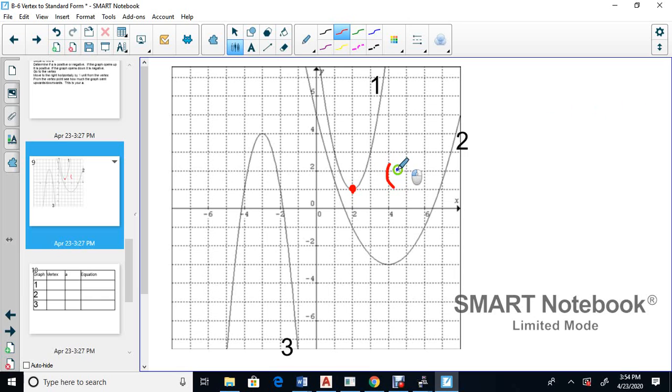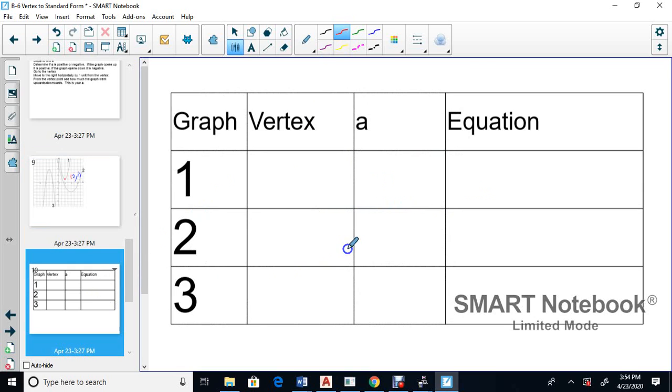Well, it's 2, comma, and we go up 1. Everyone see, we go 2 this way, so the x is 2, and y, you go up 1 where it meets. So it's 2, comma 1. Let's write that in right here: 2, comma 1. Hopefully everyone understood that. Now let's get the a. And remember, it's p comma q, so this is our p and that's our q.